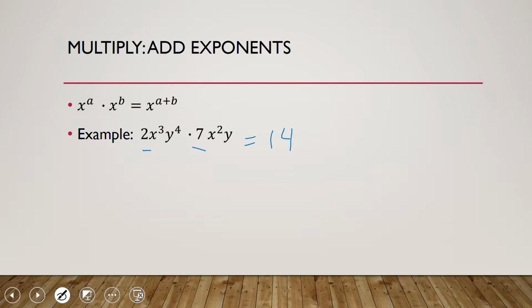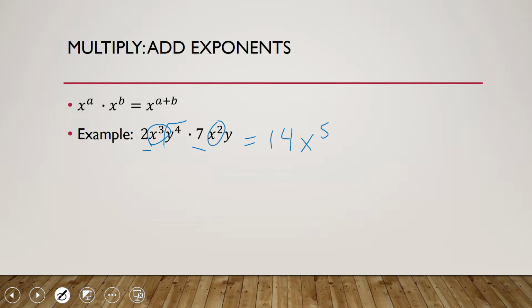Then we look at each variable individually. We'll start with the x values. We have x to the power 3, and then we have x to the power 2. We add our exponents, so our final value is going to be x to the power 3 plus 2, or x to the power 5.